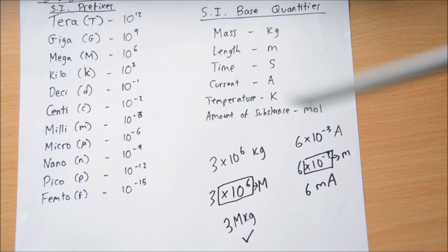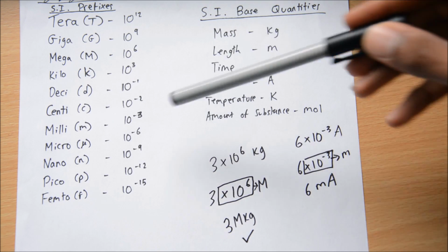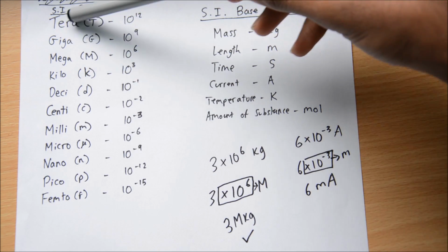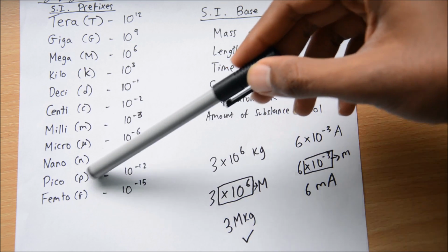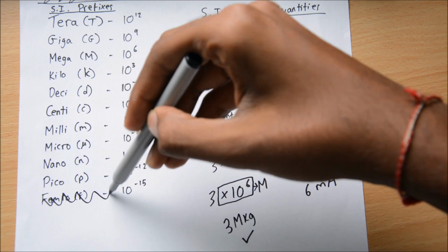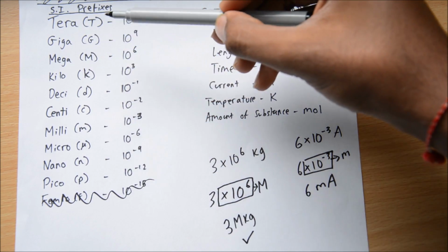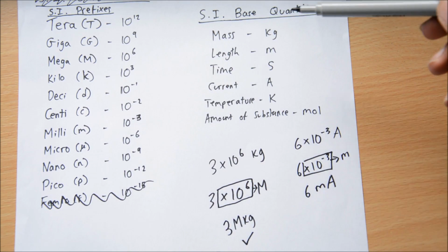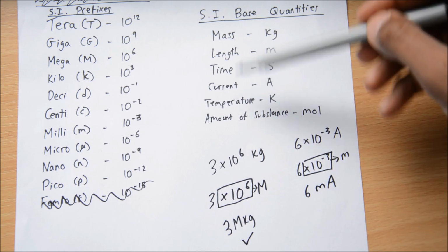So there you have it. This is everything to do with the SI units. You have all the prefixes here, and you only need to know from tera down to pico. Femto isn't really needed right now, so you don't have to take regard of that. So it's everything from tera all the way down to pico. And base units, you need to know all these ones over here.